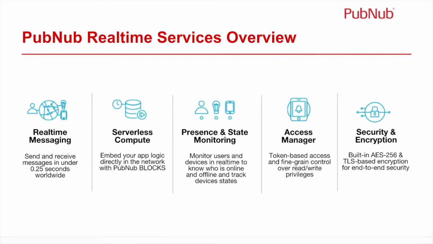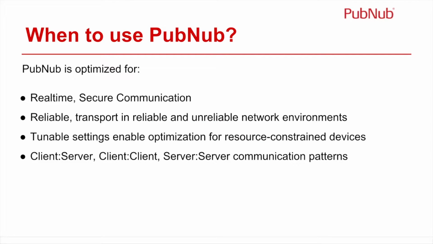PubNub provides real-time services including messaging, where you can send and receive messages in under a quarter second worldwide. Serverless compute, where you can embed your app logic directly in the network with PubNub Blocks. Presence and state monitoring enables you to monitor users and devices in real time, know who's online and offline, and track device states. Access Manager provides token-based access control, and our security encryption provides built-in AES 256 and TLS-based encryption for end-to-end security.